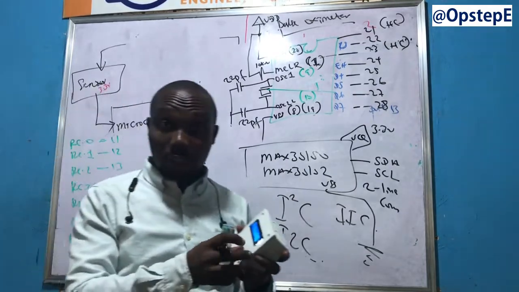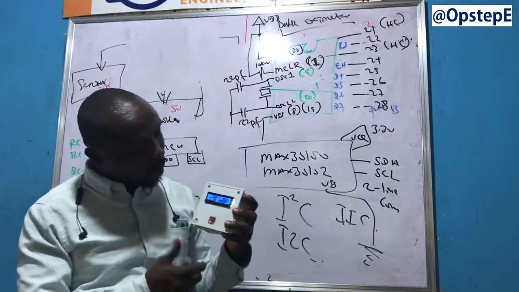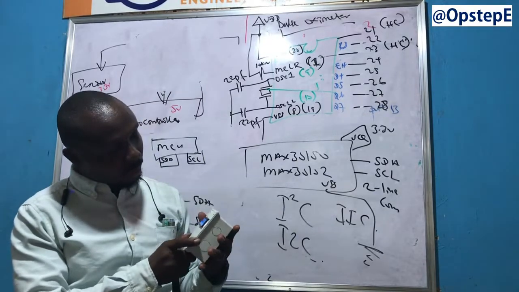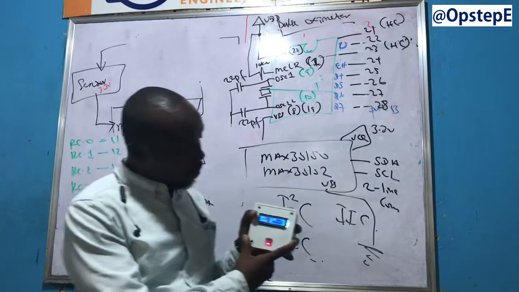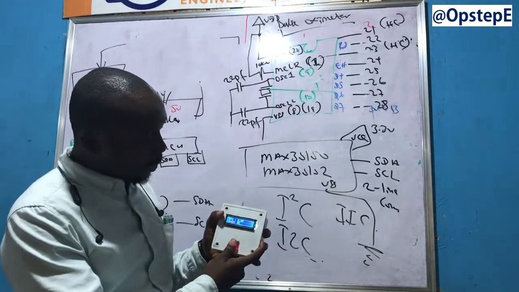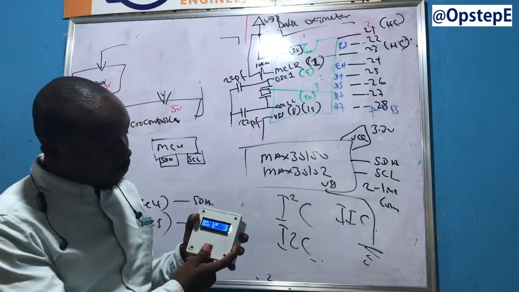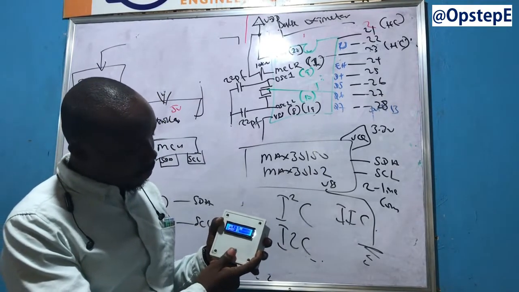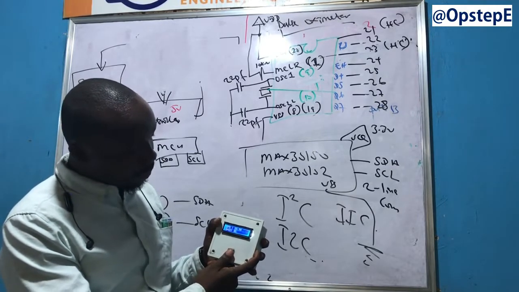Okay, so this is the system. This is how it comes up. Gorgeous. Okay? So, I can just start reading something. What's the problem? Okay?